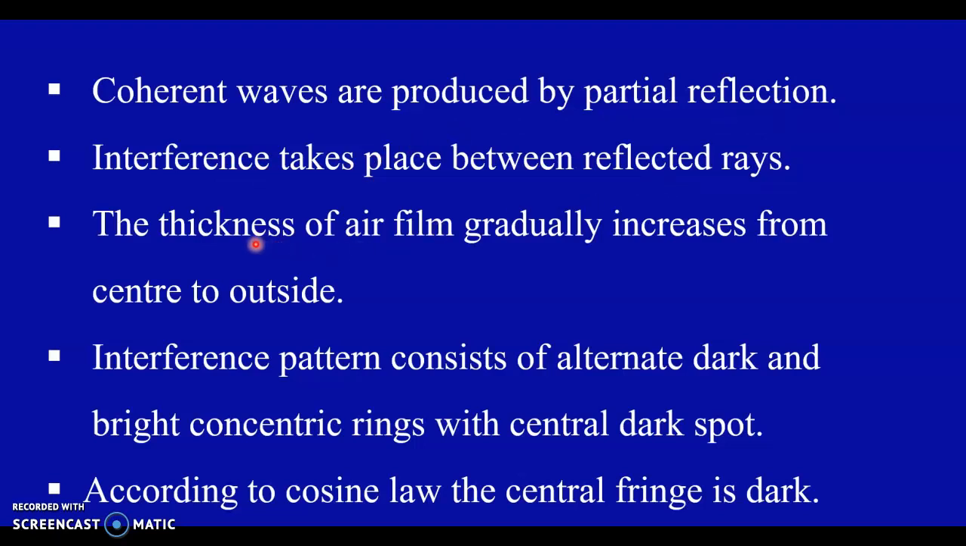The thickness of the air film gradually increases from center to outside. That's why the interference pattern consists of alternate dark and bright concentric rings with a central dark spot. According to cosine law, the central fringe is dark.